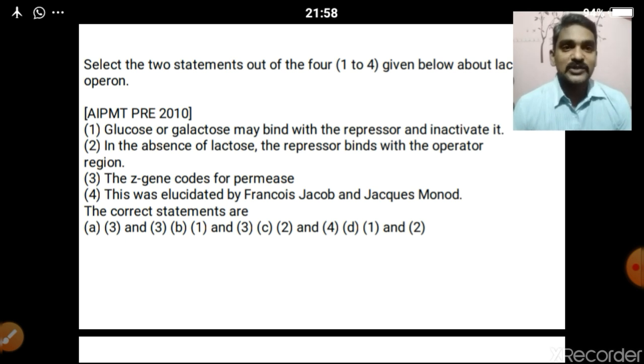So lactose is the inducer here. In the presence of the lactose, the lac operon will be switched on. In the absence of the lactose, what will happen? The repressor surely will bind to the operator region. So the second option is correct.